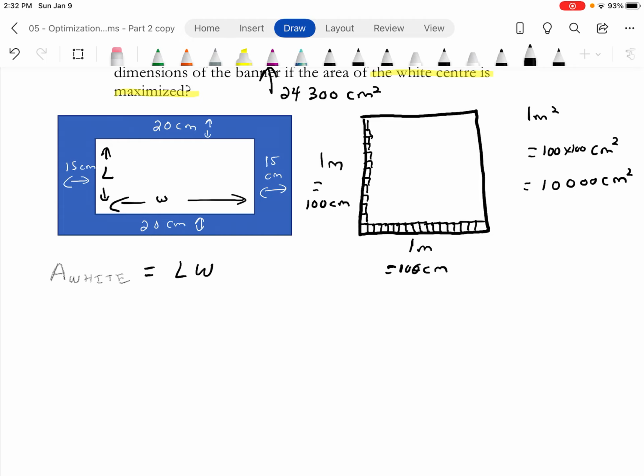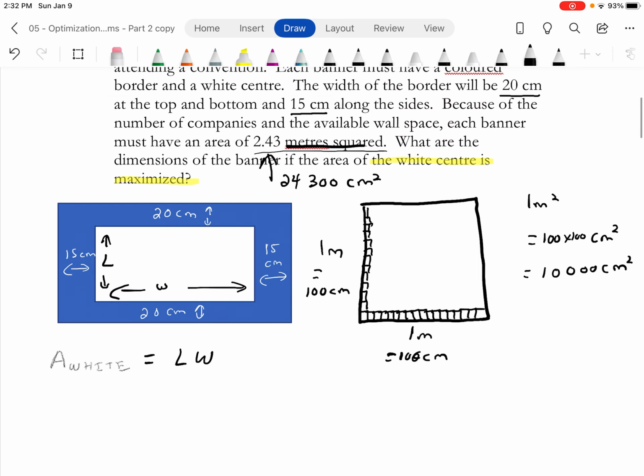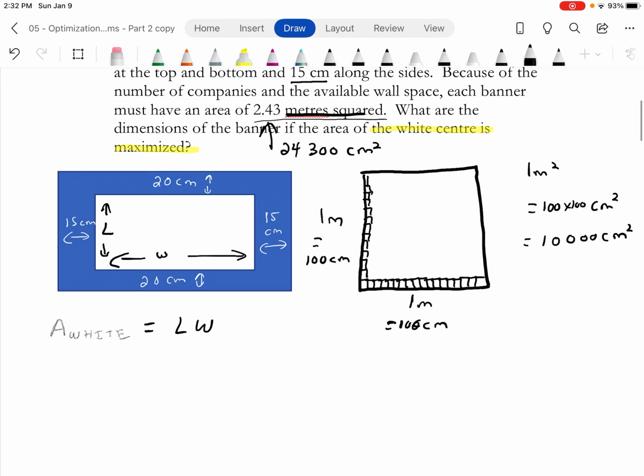Well, how? Is there a way to get rid of these two variables? And the answer is yes, because they told me that each banner must have an area of not 2.43 meters squared anymore, but 24,300 centimeters squared. So I'm just going to go over on the side here.